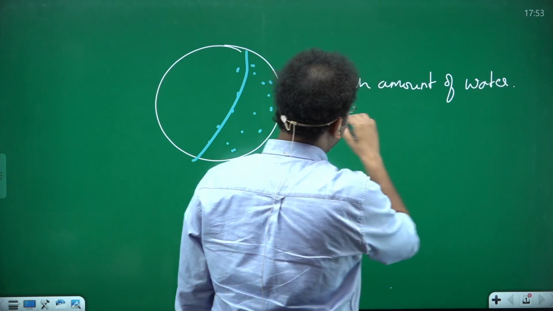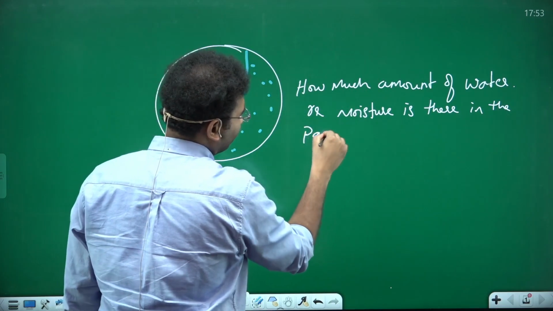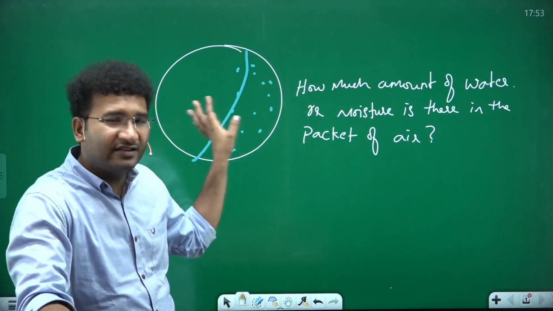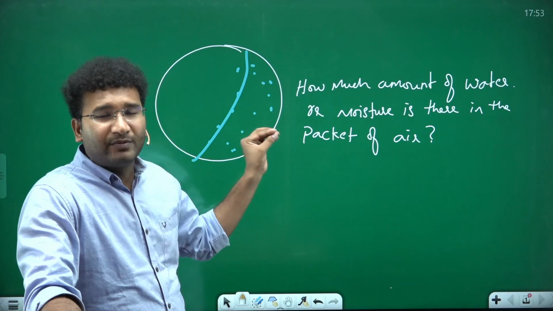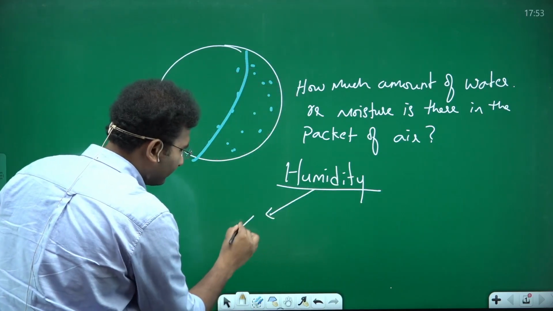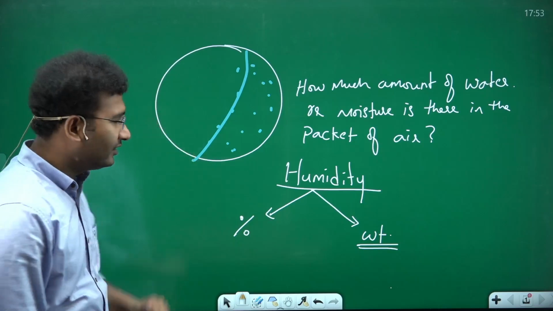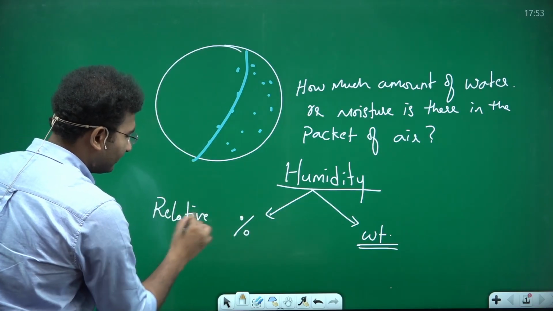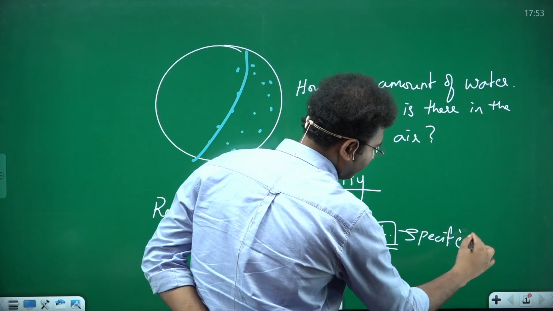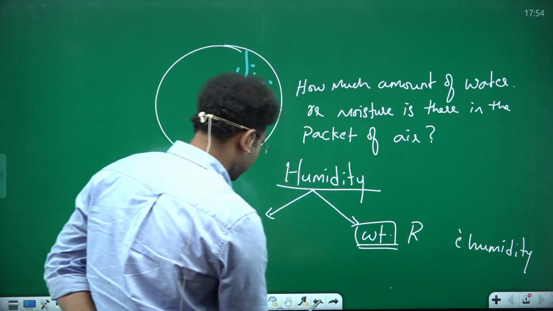If you are measuring how much water or moisture is there in the packet of air, let's imagine this is your packet, that is called humidity. Now this humidity can be measured in percentage terms. It can also be measured in weight. If you are measuring humidity in terms of percentage, that is called relative humidity. If you are measuring it in terms of weight, this is called specific humidity. Or I can also say, sorry, it is absolute humidity.